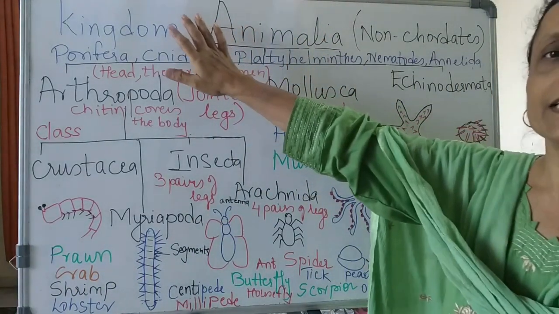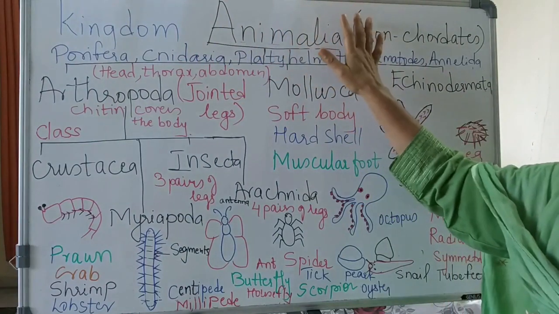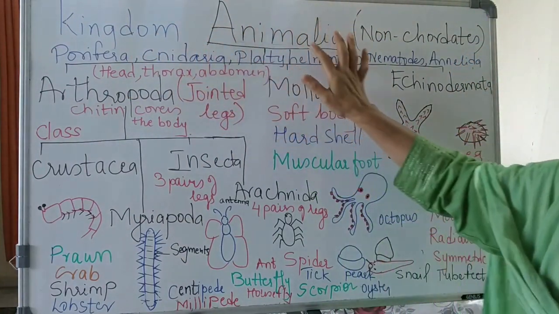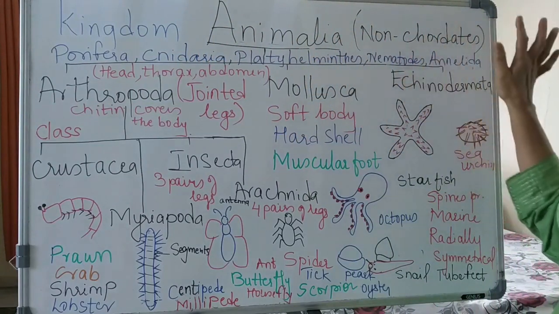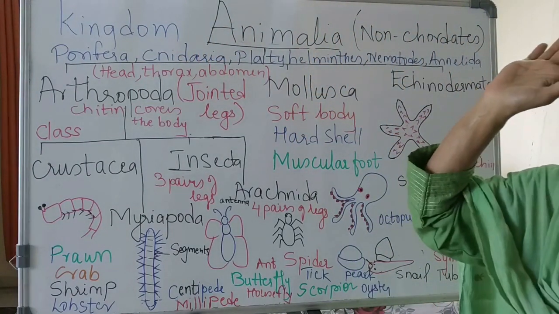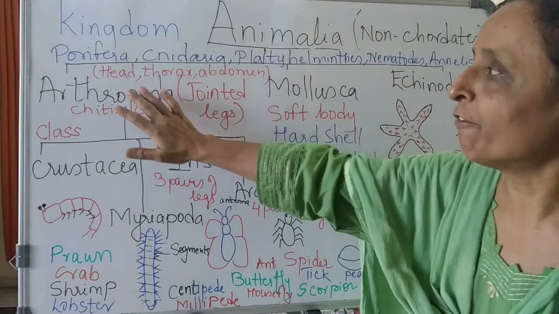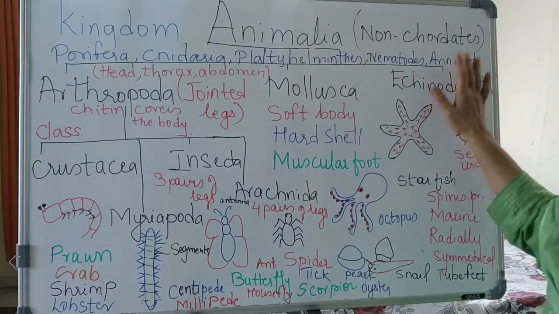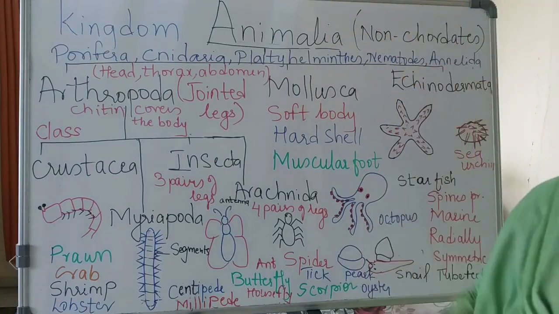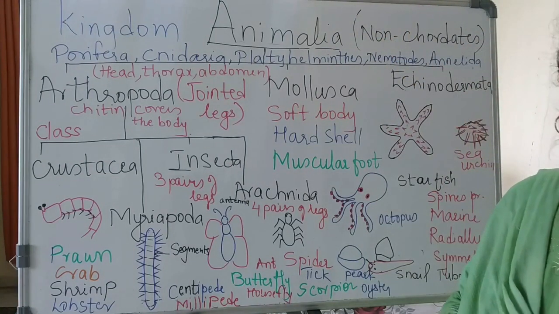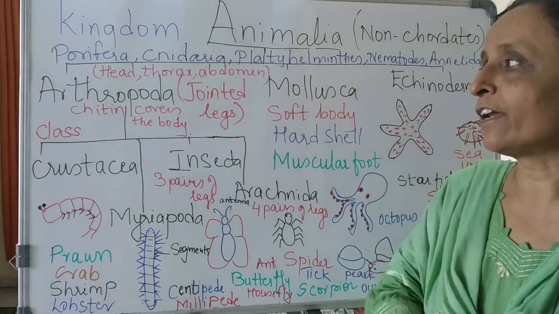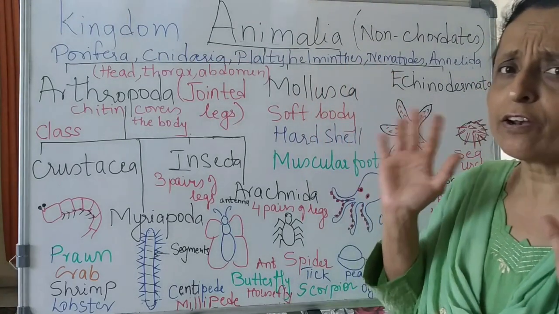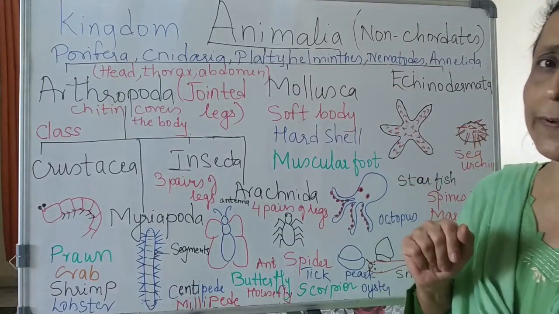Now, in the kingdom Animalia. You have already done Porifera, Cnidaria, Platyhelminthes, Nematodes, Annelida. Now next you have to do Arthropoda, Mollusca, Echinodermata in the non-chordates. So let's see what are the characters of Arthropoda. All the insects which you see around, they are Arthropoda.